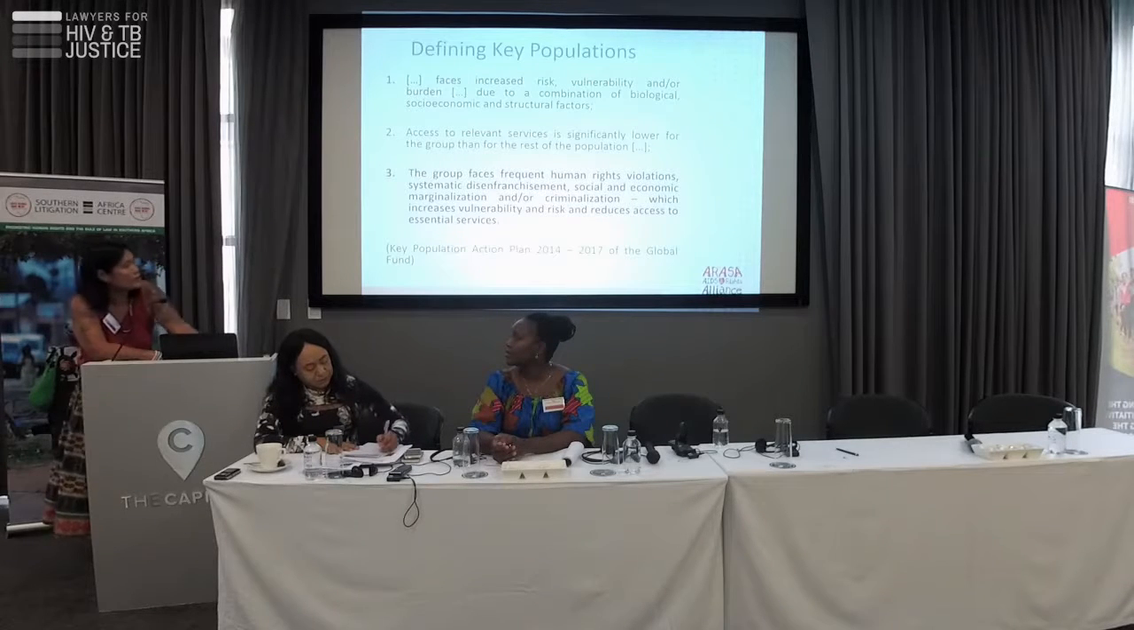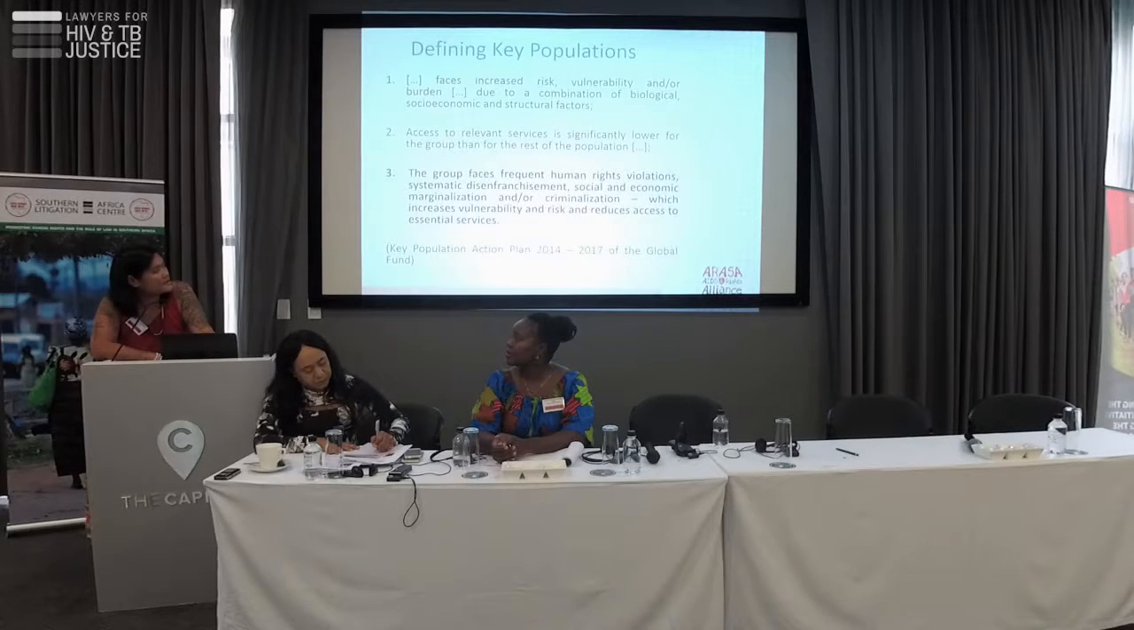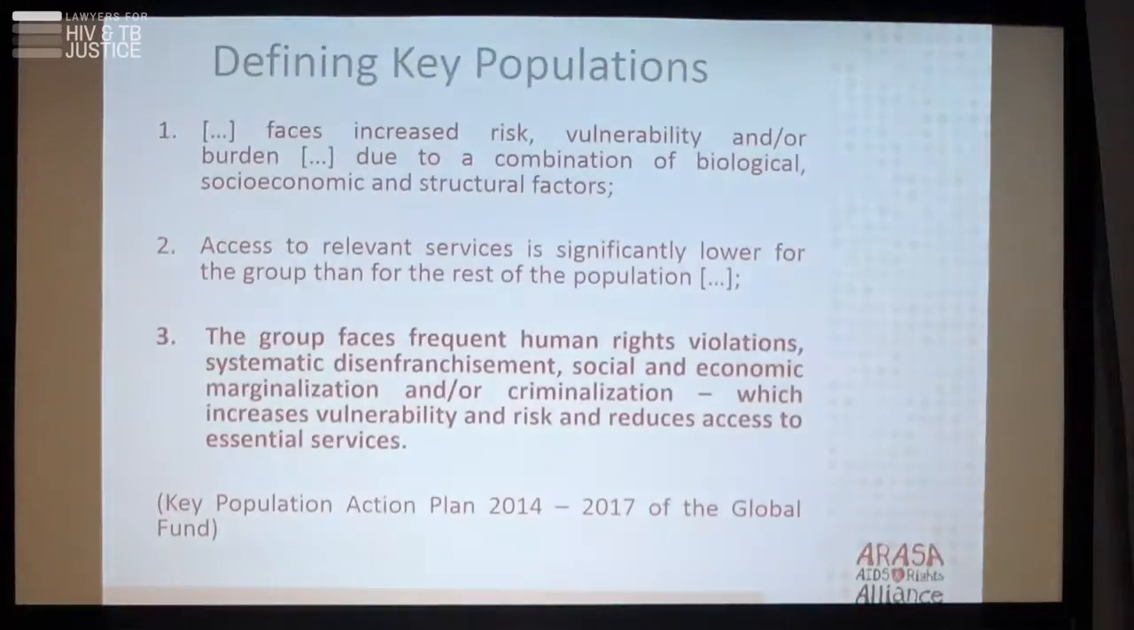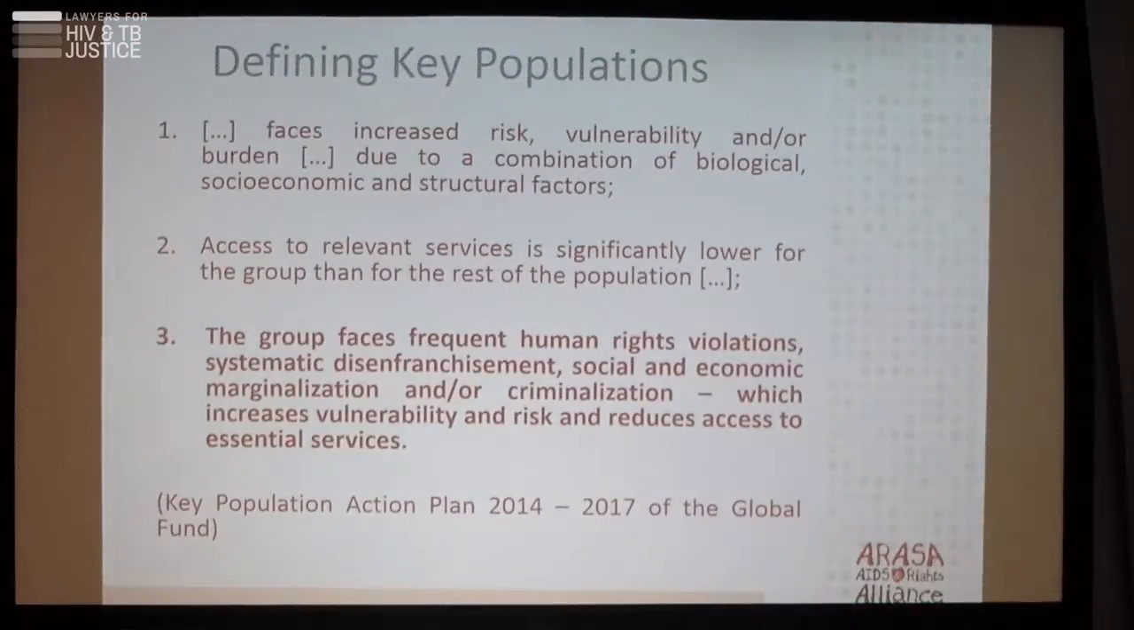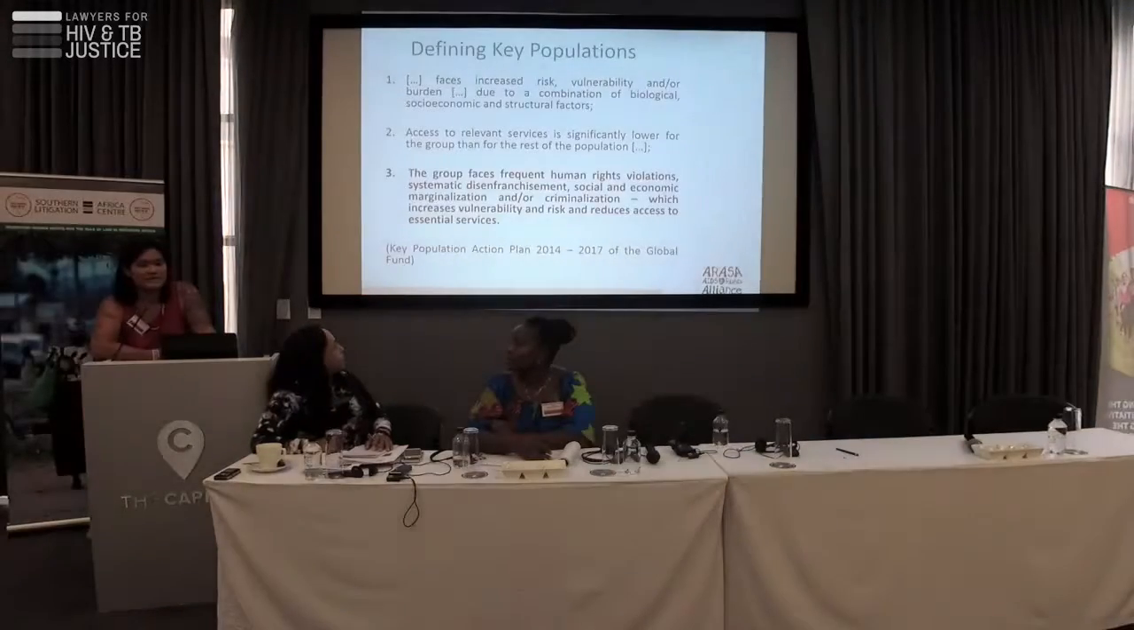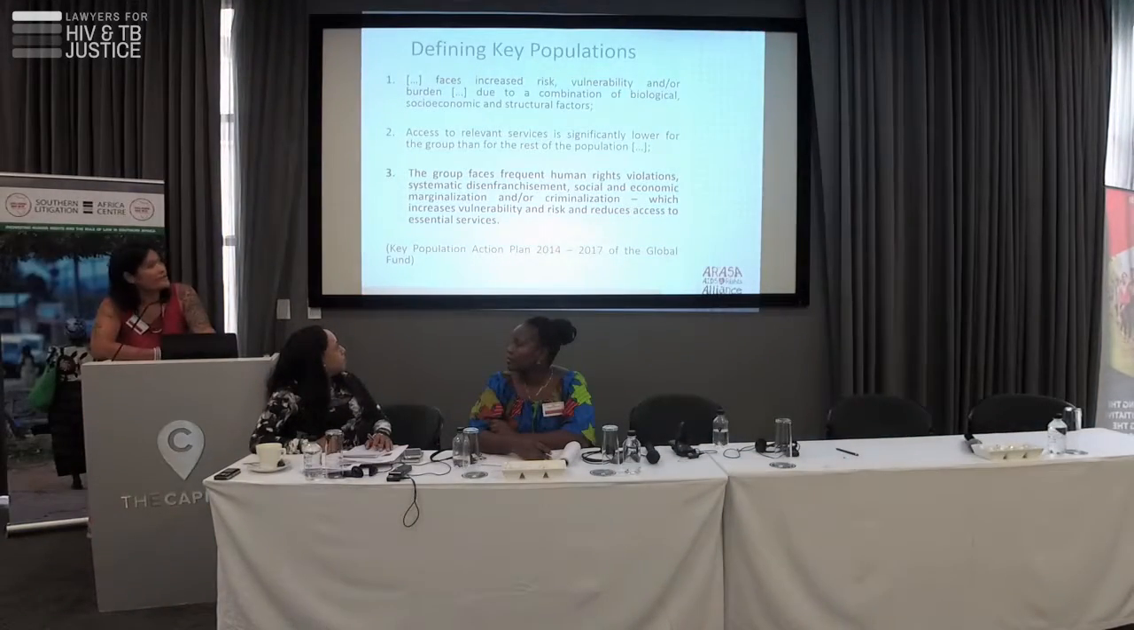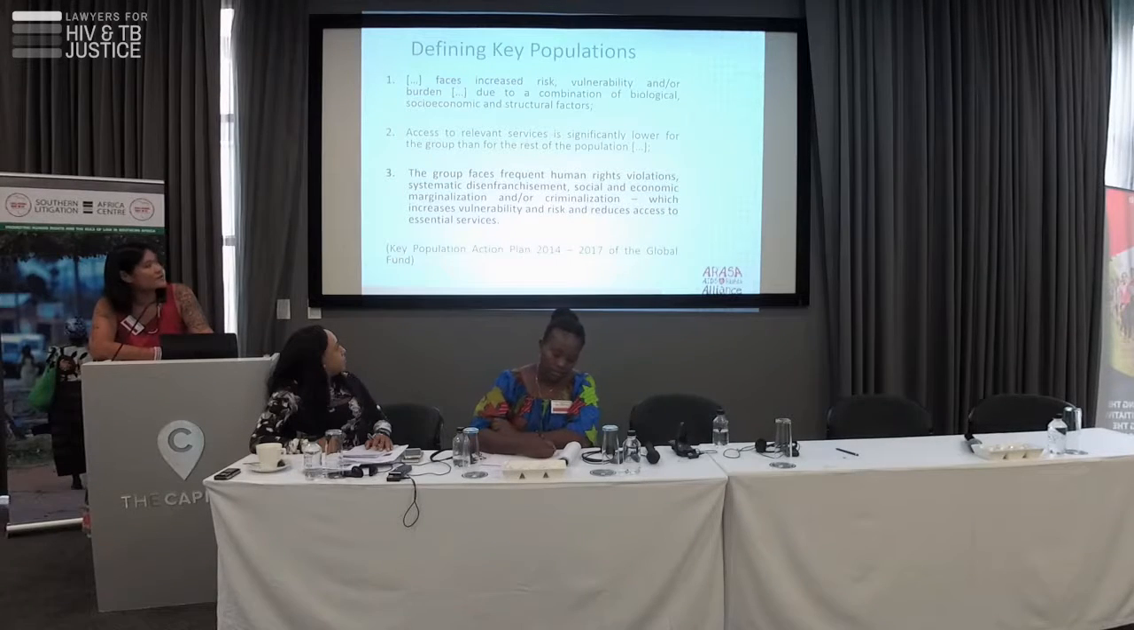But there's a third one that I want to pay attention to in this presentation because it says the group faces frequent human rights violations, systematic disenfranchisement, social and economic marginalization and/or criminalization, which increases vulnerability and risk and reduces access to essential services. And I think a combination of understanding key populations as being more vulnerable because of biological, socioeconomic, and structural factors, as well as understanding the key link between why someone is part of a key population and the human rights violations that they face, is very important.